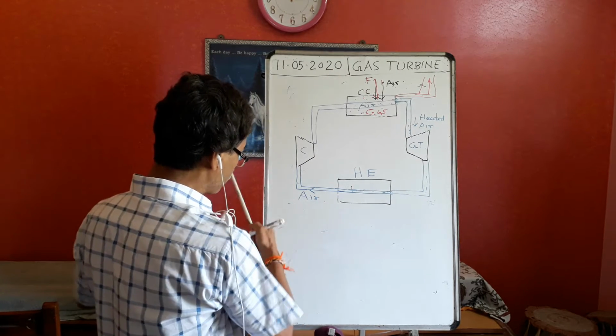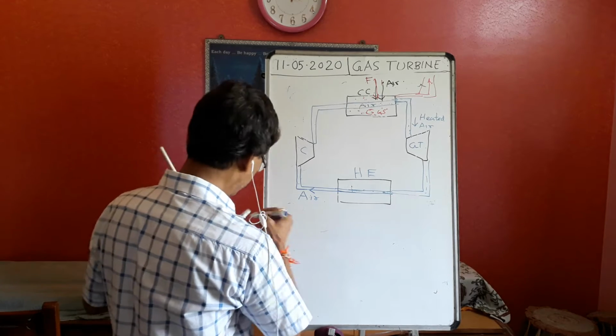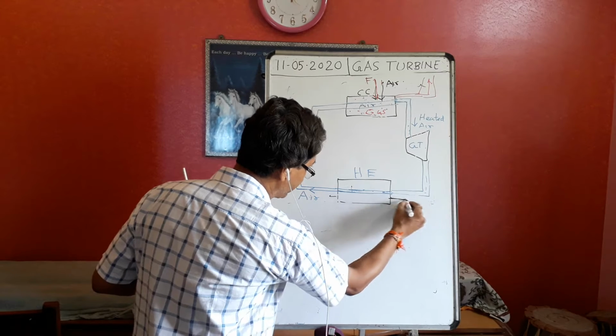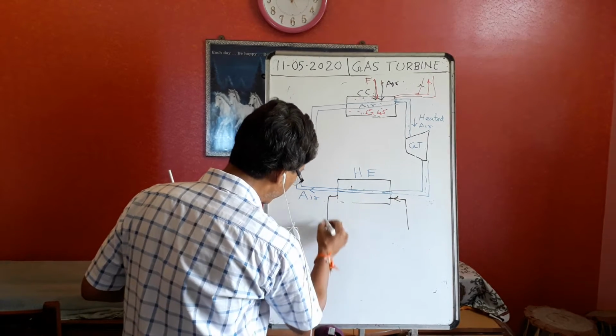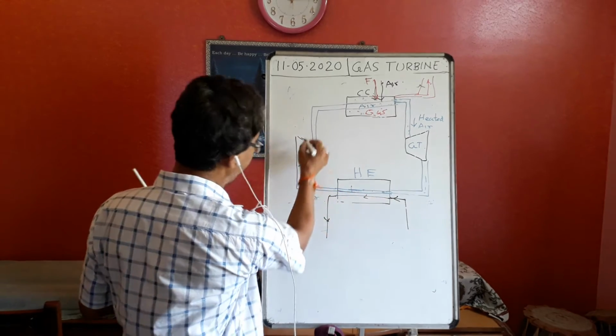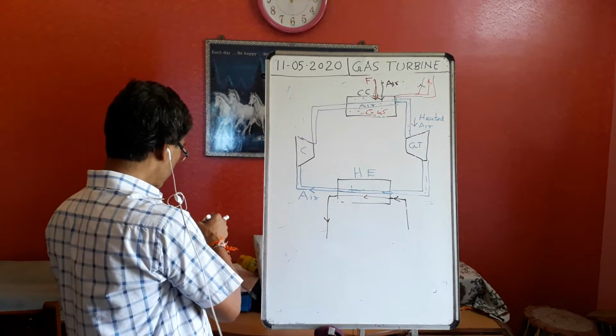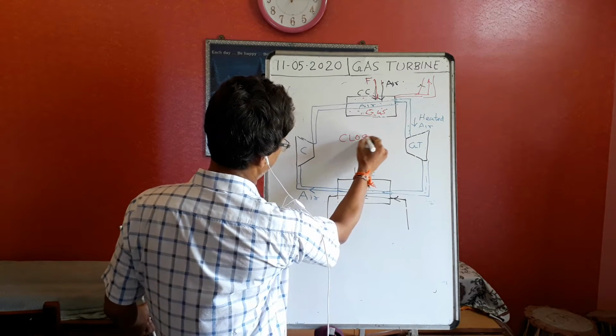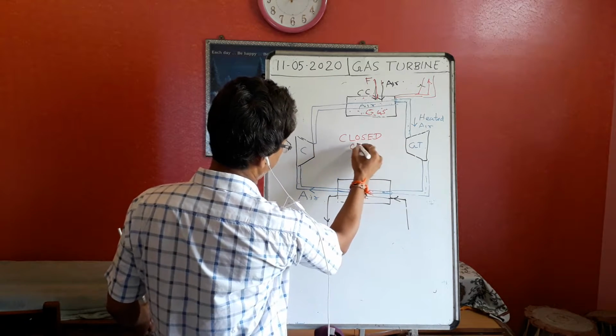In the heat exchanger, there is another cooling medium, water. The water comes in and goes out. So this water cools this air, and again, this cycle is closed. This is the closed cycle.